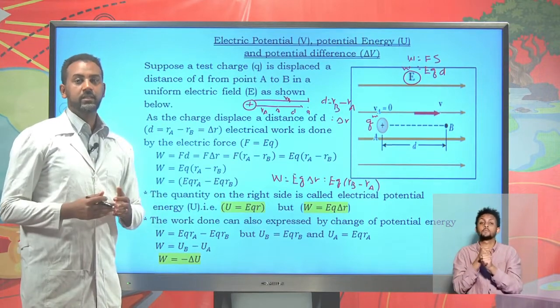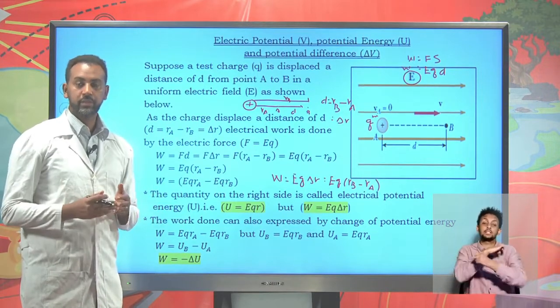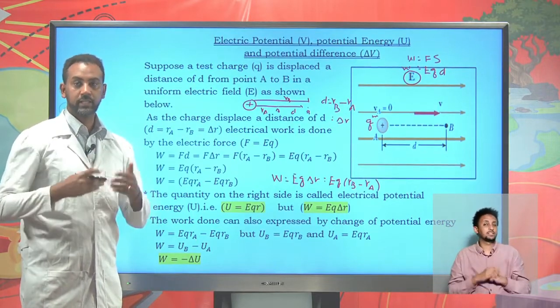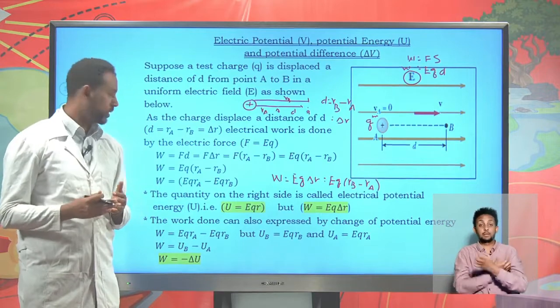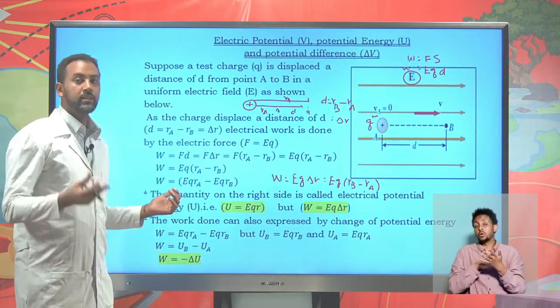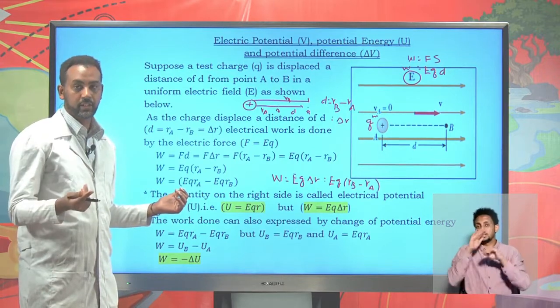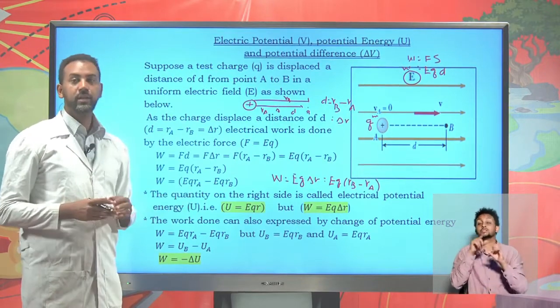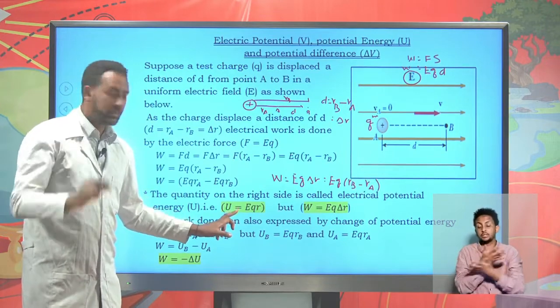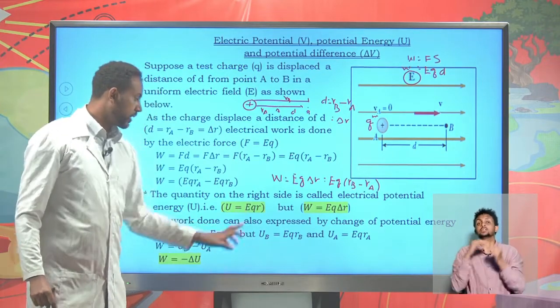As we have discussed in the work-energy concept, the difference in energy enables us to perform work. We know that energy is the ability or the capacity to do work. So in this case, the difference of something enables us to perform work, and the difference of that is known to be energy. And this energy is known to be electrical potential energy, and electrical potential energy at a specified point can be expressed as EQR.